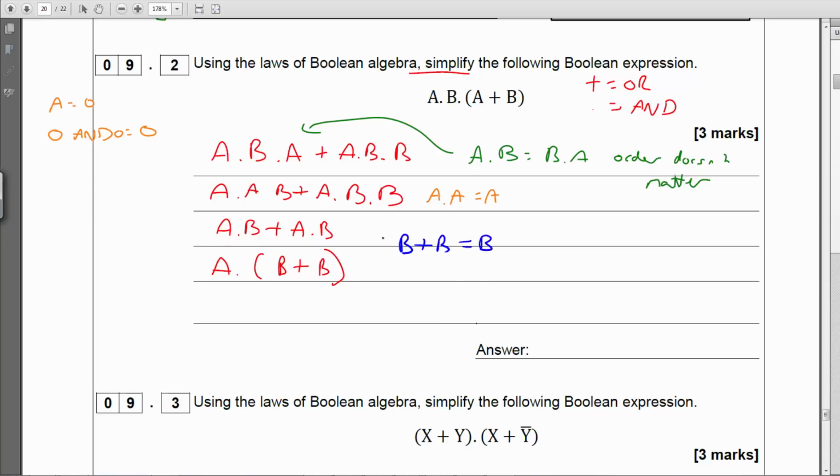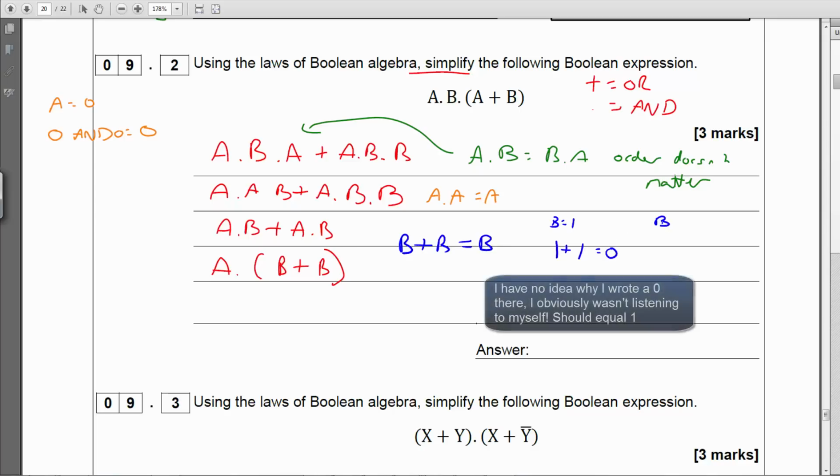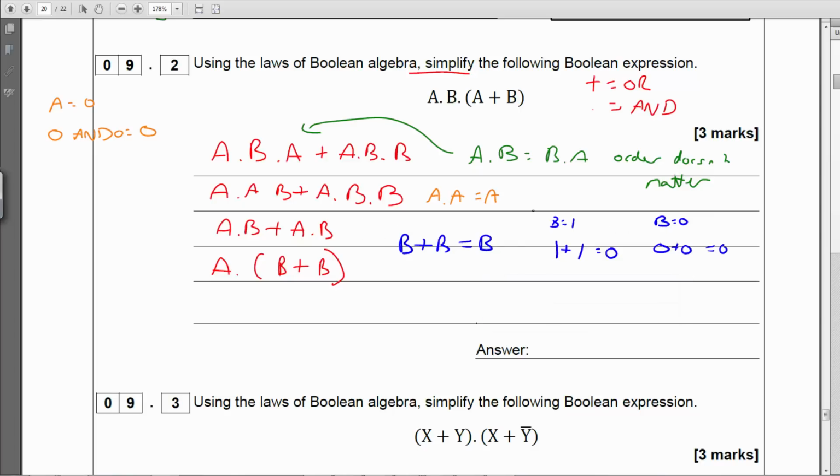And let's prove this. So if B was 1, 1 or 1 is going to equal 1. If B was 0, 0 or 0 is going to equal 0. So it's the same. So we can collapse this finally, and this will be our final answer because you can't go any further. It's going to be A and B. I'm going to write it with a dot still to be consistent. So the final, simplified answer is A dot B.